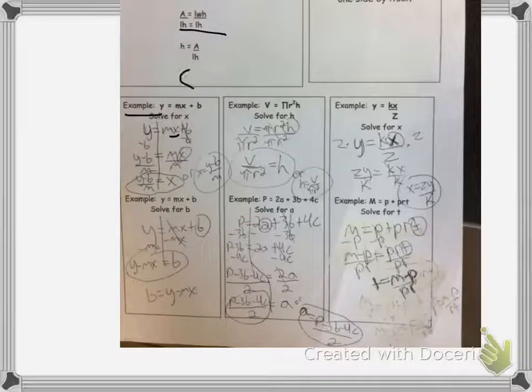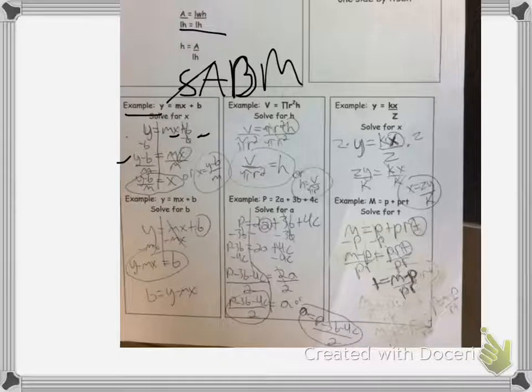So you use SADM to solve for it. So we're going to add subtract. So we subtract b from both sides here. We get y minus b. You cannot just subtract y and b. And then we're done with adding and subtracting. So the next step would be divide by m. So we divide by m on both sides here. And we end up with x equals y minus b over m.